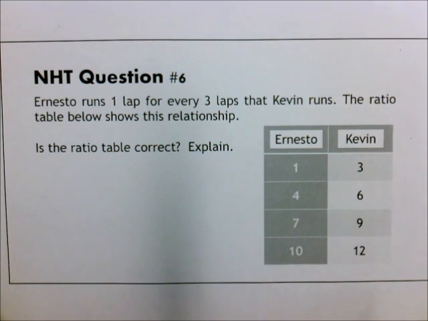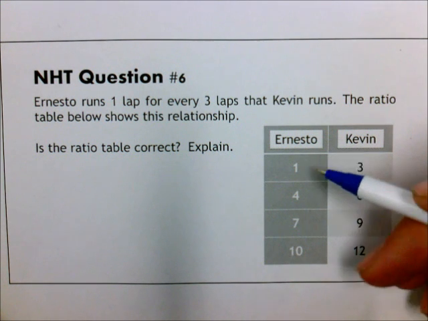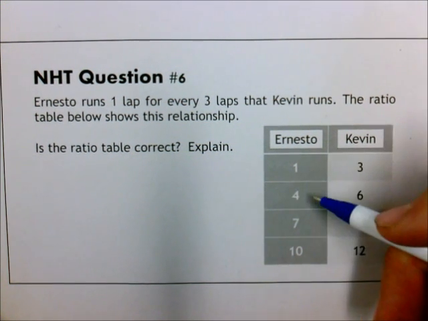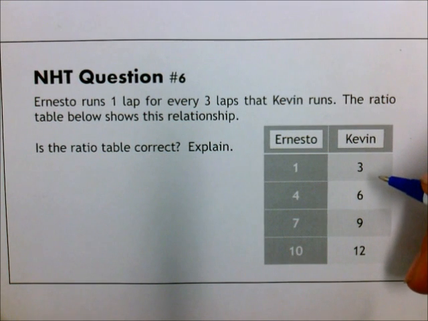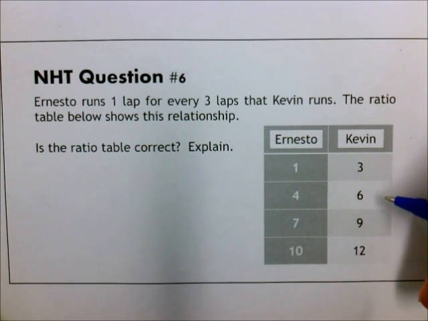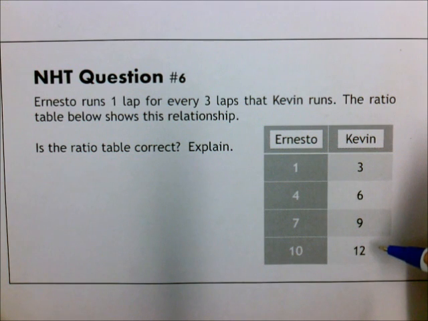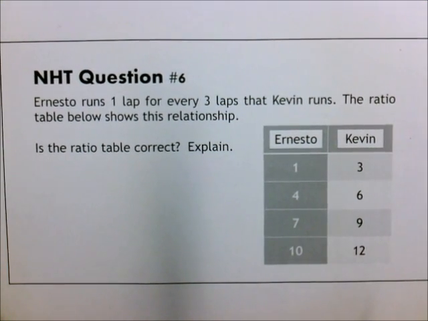So what I mean by it's testing their ability of, do they actually know what a ratio is? A ratio is a comparison of 2 numbers. More specifically, what we've been looking at is a comparison of 2 different things. So we may see a lot of times with Ernesto here, they're like, oh, well, you add 3 every time. 1 plus 3 is 4. 4 plus 3 is 7. 7 plus 3 is 10. And then they're like, oh, well, Kevin over here, 3 plus 3 is 6. Plus 3 is 9. Plus 3 is 12. However, that's an incorrect statement to make.